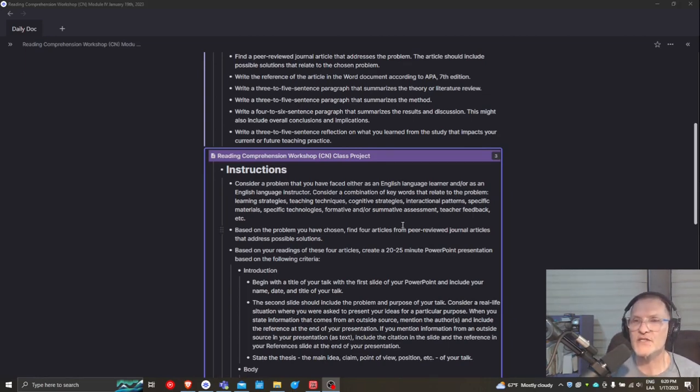So consider a combination of keywords that are related to the problem. Some possible keywords might be related to learning strategies. They might be related to teaching techniques, cognitive strategies, interactional patterns, social learning, specific materials or technologies, or assessment, even teacher feedback, recasts. So these are general categories, but I would choose probably one or two of these general topics and think about keywords that are related to these.